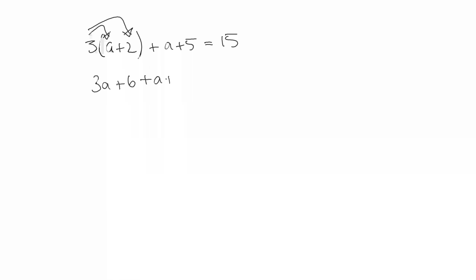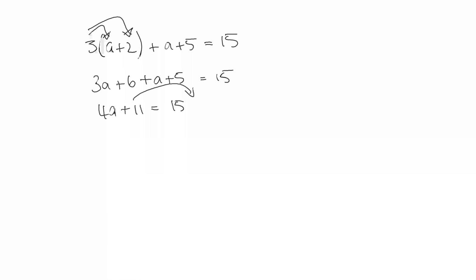So let's write a question. Let's go 3 times (a plus 2) plus (a plus 5) is equal to 15. So let's do this question. So again, we expand by multiplying the numbers. So we got 3a plus 6 plus a plus 5 is equal to 15. We need to simplify, so let's add the like terms. So we've got now 4a, because 3a plus a is 4a, plus 11 is equal to 15.